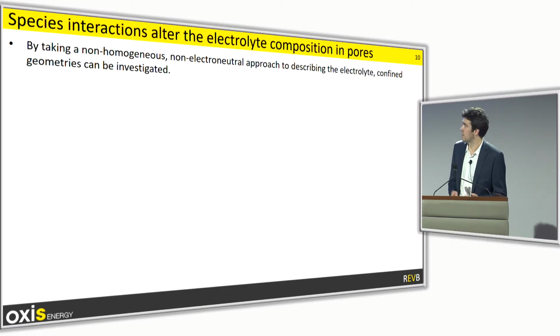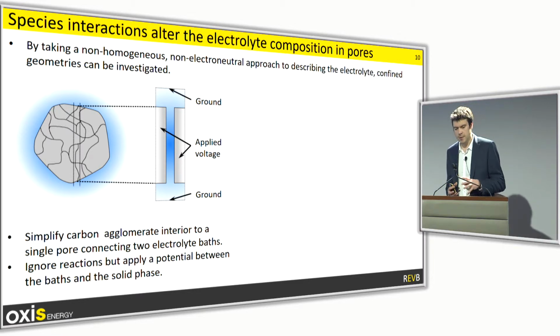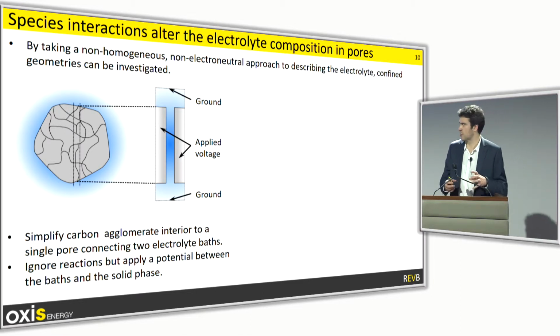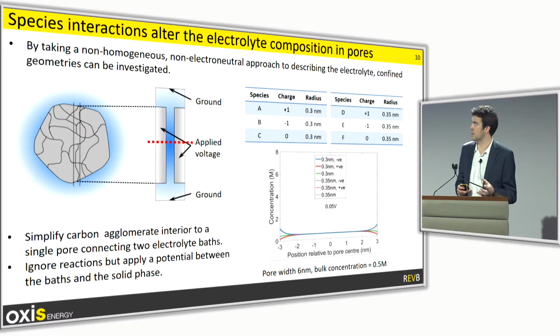To probe this, we take a very simple look at the cathode structure. We assume that there's some agglomerate of carbon phase in the cathode structure, surrounded by an electrolyte, and that this carbon phase is crisscrossed with micropores. We then simplify this right down to a single micropore connecting two electrolyte baths, and all we're going to do is apply a voltage between the carbon phase and the electrolyte phase. What we're interested in is what happens to the concentration profiles within the pore.